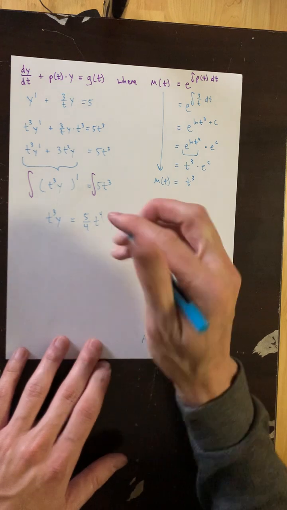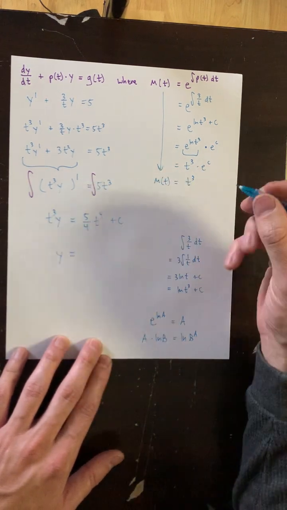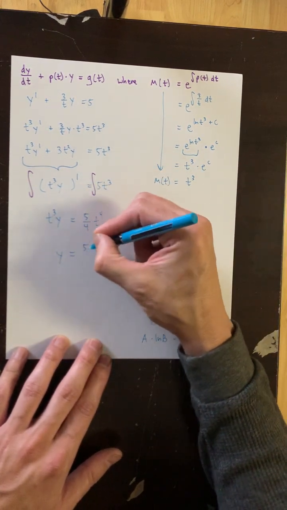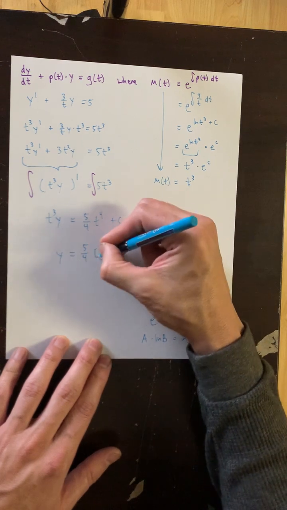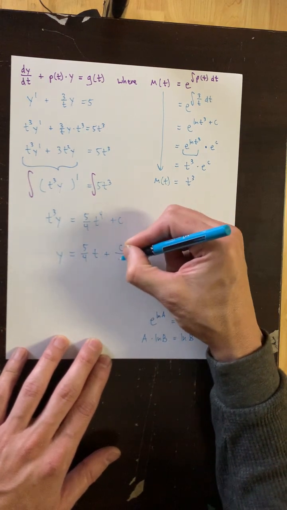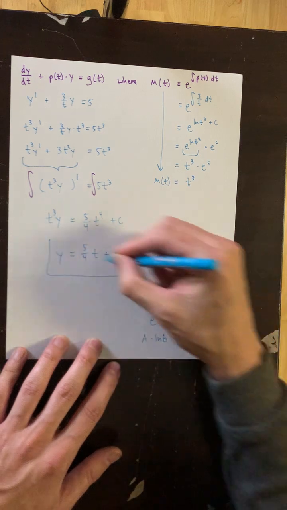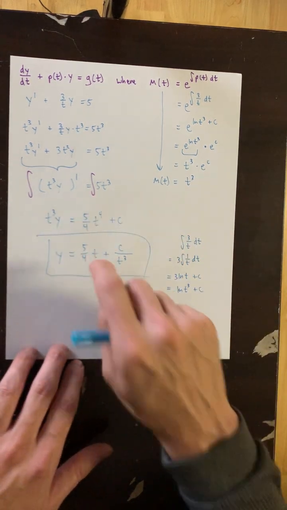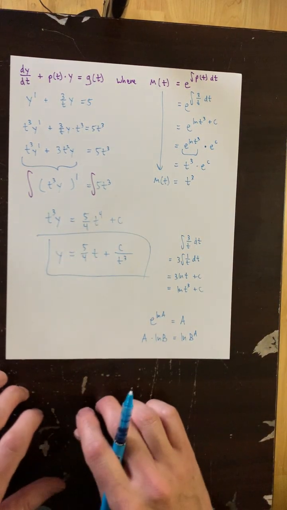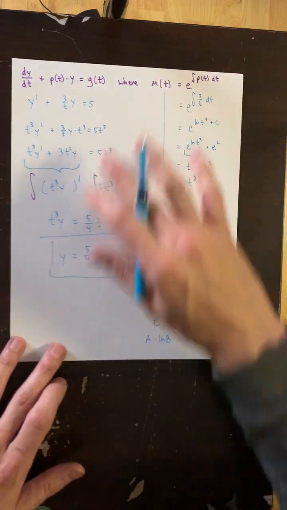And then isolate y by dividing both sides by t cubed. And you get, what is that, like 5/4 t plus c over t cubed or something like that. If you divide both sides by t cubed, that's what we should get. And yeah, here we go. So that's one way of doing this problem.